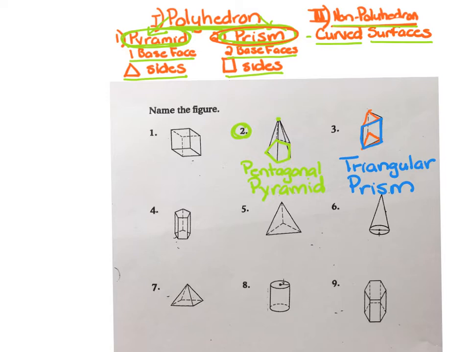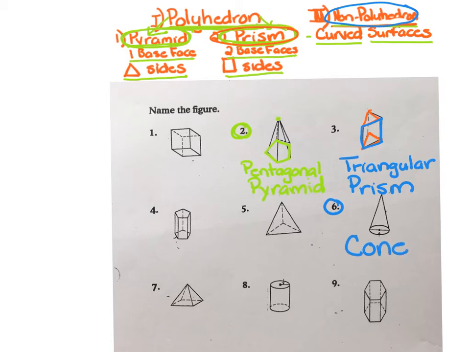Take a look at number 6. 6 is a non-polyhedron solid. We see that there's a curved surface. So the name of this particular solid is simply cone.